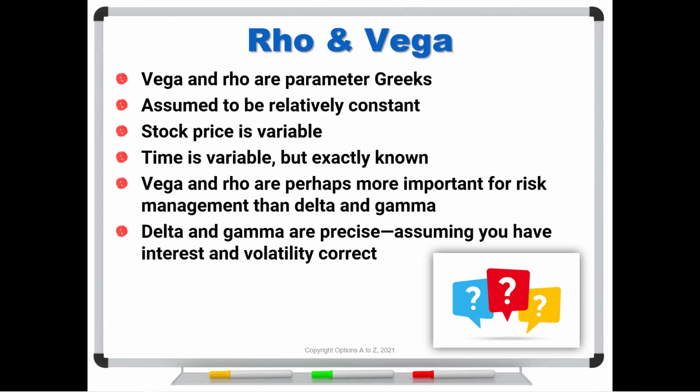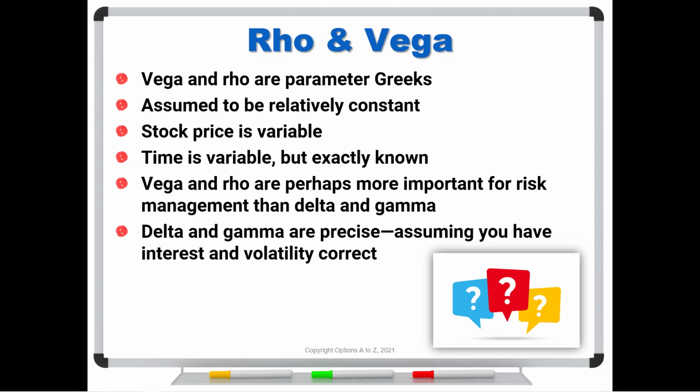See, we don't work it backwards. We don't say that interest rates and volatility are correct, assuming you have delta and gamma correct, or assuming you have the stock price correct. Stock price is just a starting point. It's assumed to be highly variable. But the volatility and interest rates are a parameter of the model. It needs those in order to calculate the option prices and those sensitivities.